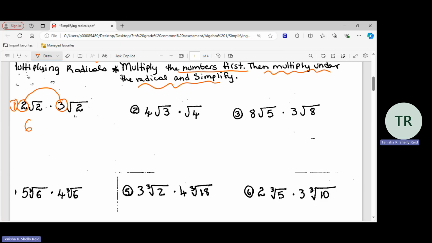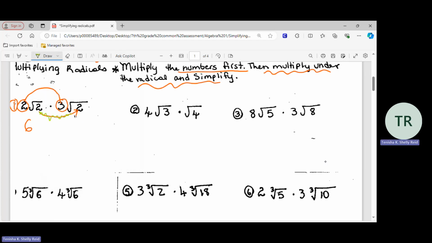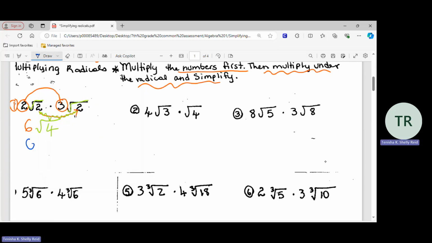Well, to multiply radicals, I multiply underneath the radical. Let me give that a different color for you. I multiply underneath the radical. So 2 times 2 is going to give me the square root of 4. Can I simplify that? Yeah, because now I know the square root of 4 is a number. It's 2. So now I have 6 and the square root of 4, which is 2. And 6 times 2 is 12.